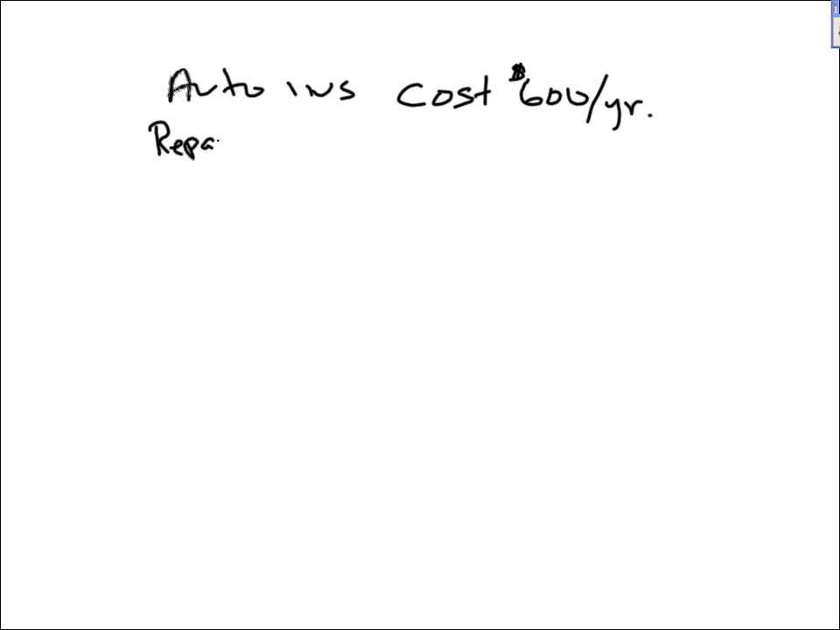Let's simplify the next problem. Your auto insurance costs $600 per year. And for any accident, here's where it's being simplified, the repair for every accident is $10,000. No matter what accident you have, $10,000 is the cost. Okay? That's the simplified version.